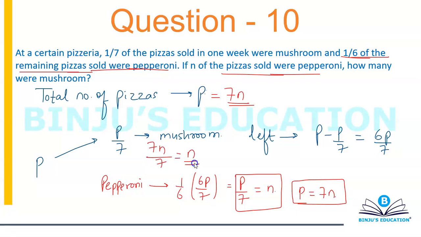If you would have done the other way, then what you would have done is taken 1 by 6 of p is equal to n. From here p would have been 6n, and then your answer would have been 6n divided by 7, and that will definitely be there in the options. You can have my word on this.